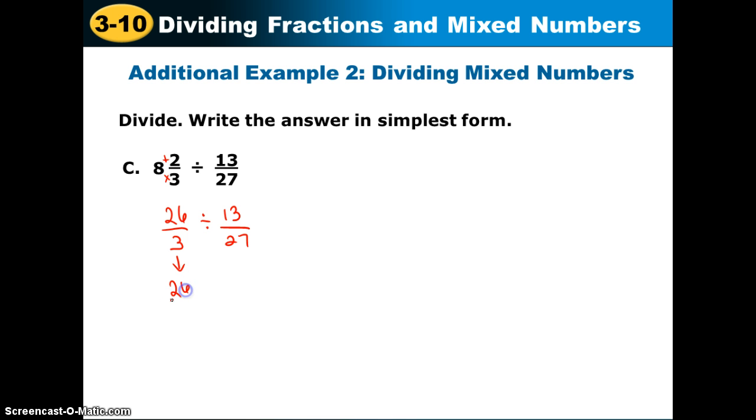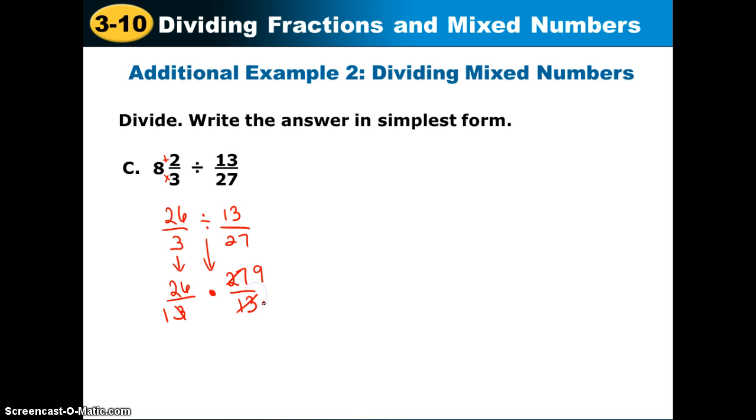26/3 stays the same. Change division to multiply, and then I'm going to flip my second fraction. Okay, again multiplying by the reciprocal. Here I can cross-reduce. I don't want to do 26 times 27. So 3 and 27, 3 can go into 3 once. 3 can go into 27 9 times.